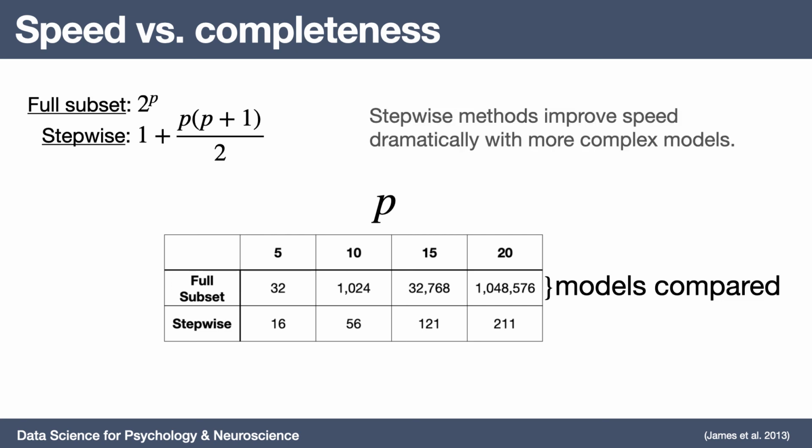So the stepwise methods improve speed dramatically as you get more complex models, as you're asking models with more variables. And if you're using, as opposed to what I showed in the lecture, cross-validation for your model comparison instead of bias-adjusted criteria, doing a full subset selection with full cross-validation can take a lot of time. And if you've got way more than 20 variables, you're looking at an intense computational cost, whereas the stepwise procedures can get you pretty close with substantially fewer comparisons.